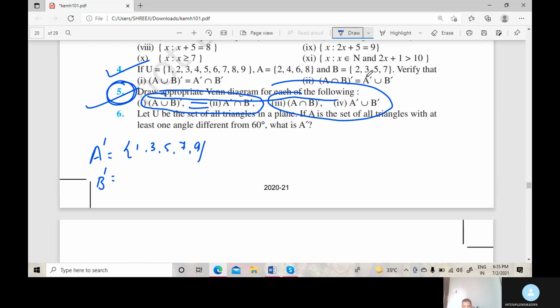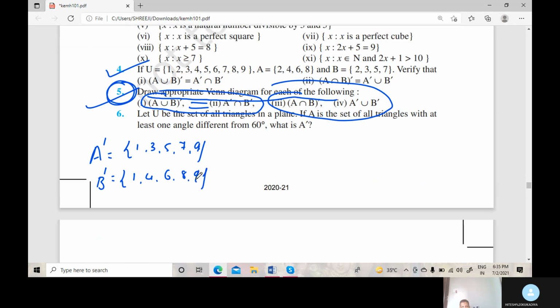And B dash: 2, 3, 5, 7 cancel, so 1, 4, 6, 8 and 9. Okay, done.